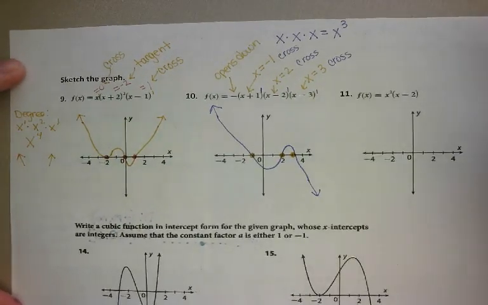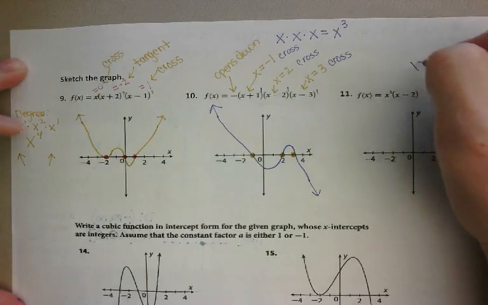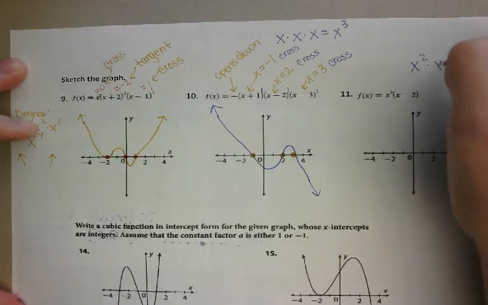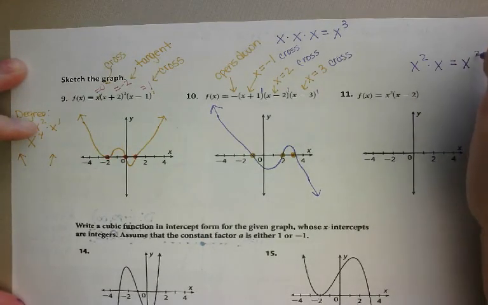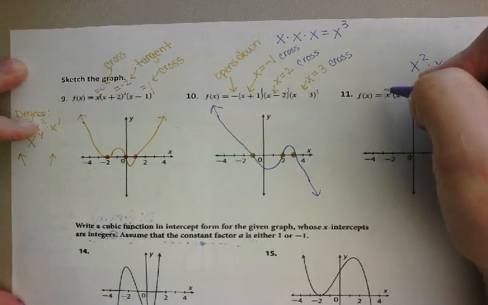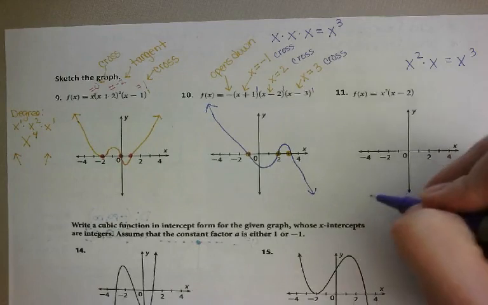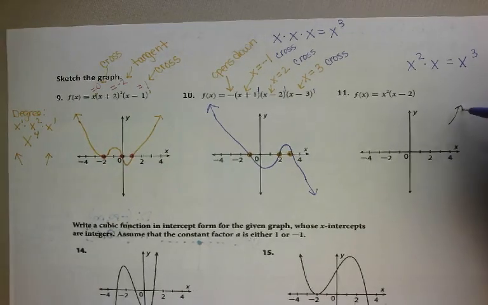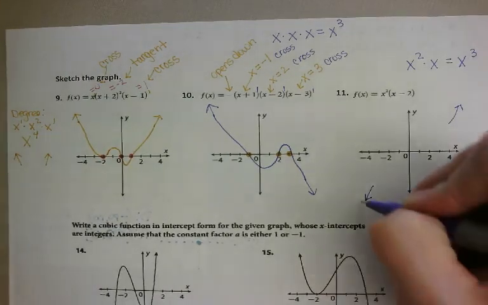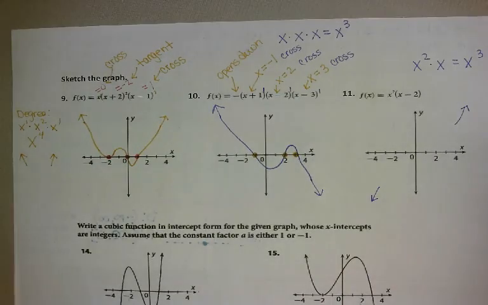First of all, I want to figure out the degree. So here's an x squared times an x. That makes this a cubic. The A is positive, so the graph is opening up for this odd degree. So I know odd degrees go in opposite directions, and this is a positive direction.